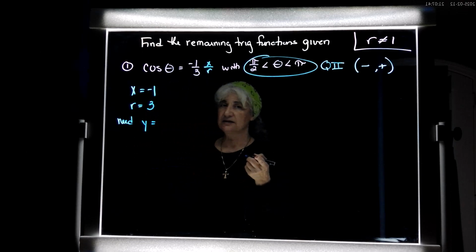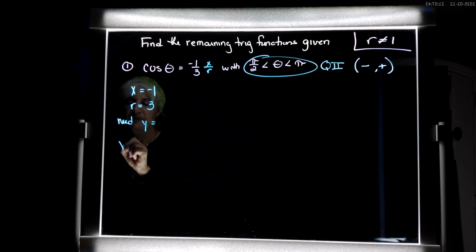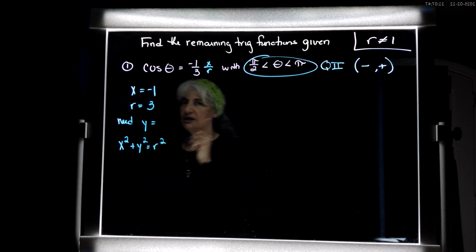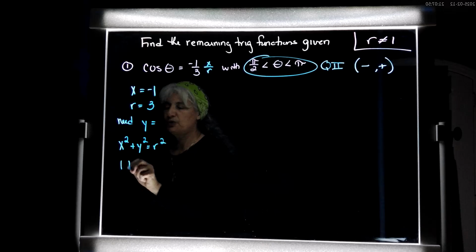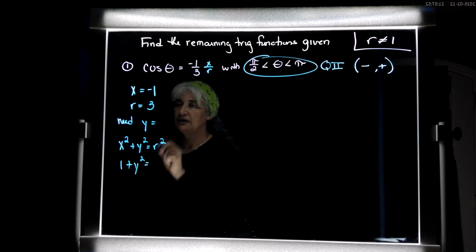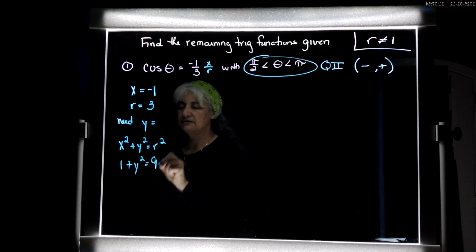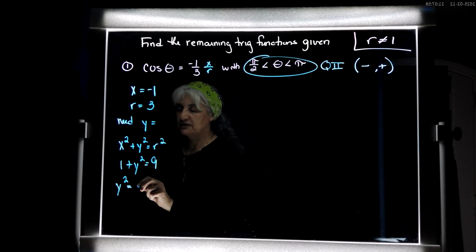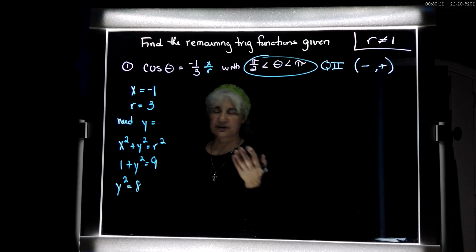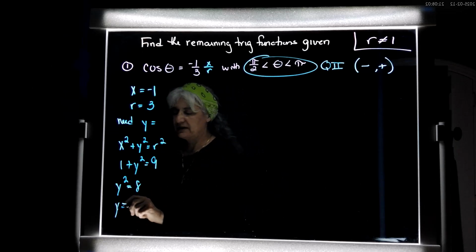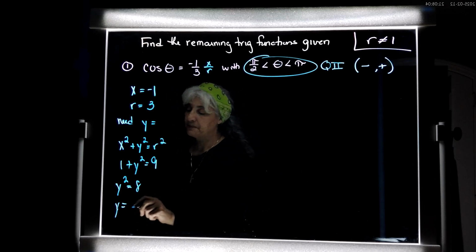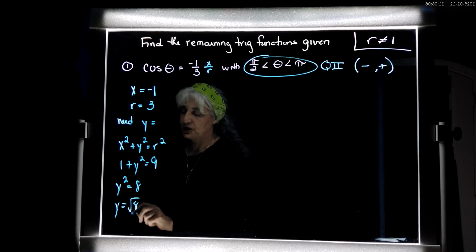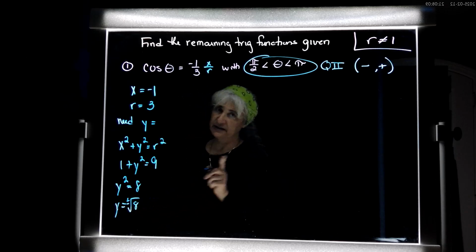How are you going to find it? Pythagorean theorem. So x squared plus y squared equals r squared. So x squared is just going to be 1. You're looking for y. R squared, 9. Got it. Okay, we're solving. It looks like we get y squared is equal to 8. And then y is equal to the square root of 8. And it's either a positive or a negative answer.